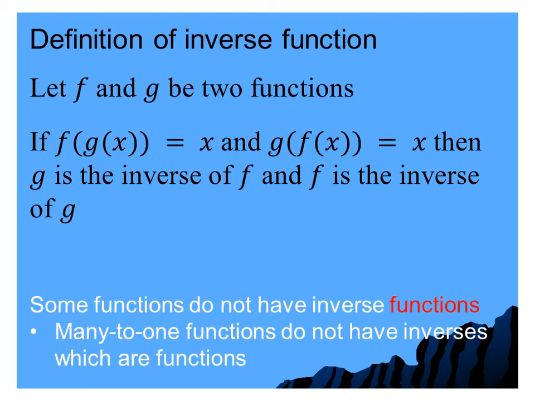So if we had two functions, one called f and one called g, and I placed g inside of f and the result was x, or I placed f inside of g and the result is x, then these two functions are inverses of each other. This really is a mapping of the relationship that when y equals x, it would make sense that x equals y. Some functions do not have inverses. Many-to-one functions that you saw last time do not have inverses that are functions.